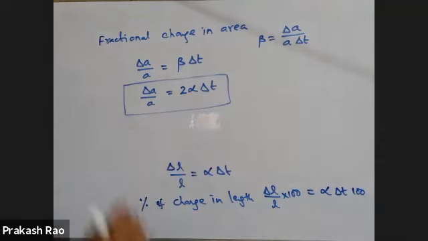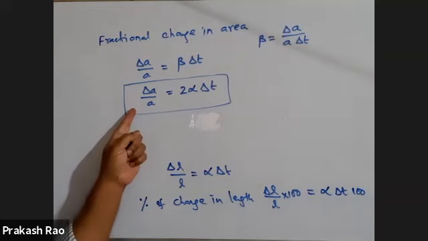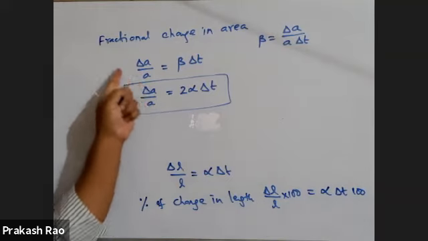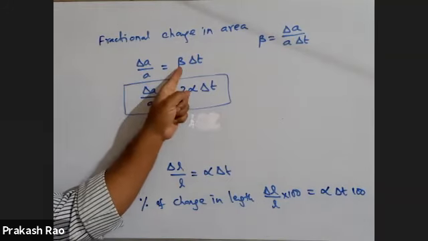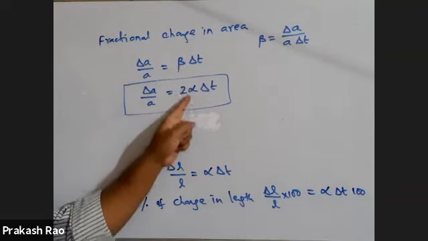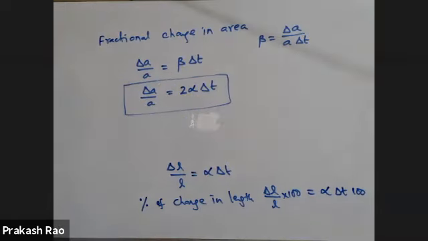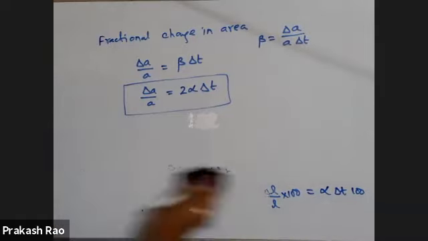Sometimes in the problem, alpha will be given and the examiner will ask what is the fractional change in area. Actually, for the fractional change in area, we require beta. But you know the relation between beta and alpha: beta is equal to 2 alpha, I can write. This is fractional change in area. Please note down all these expressions.